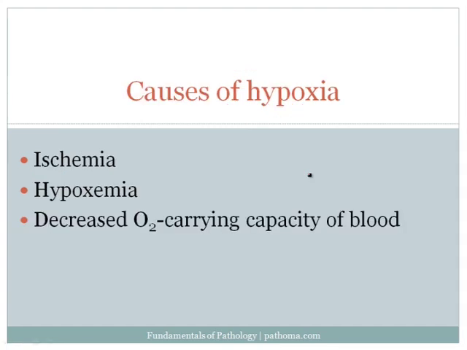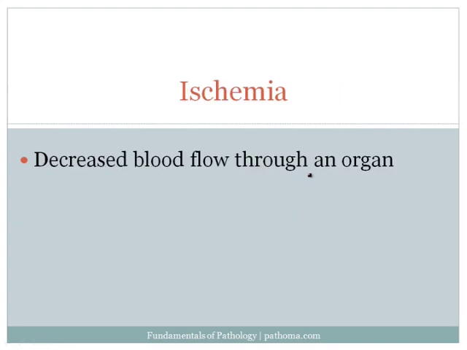Okay, so the next discussion would be, what are the causes of hypoxia? Broadly speaking, there are three major causes of hypoxia. The first is ischemia, the second is hypoxemia, and the third is a decreased O2 carrying capacity of the blood. We'll actually elaborate on each of these in the next few slides. So let's start with ischemia. Ischemia is decreased blood flow through an organ.